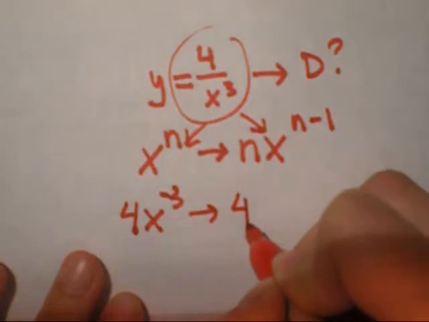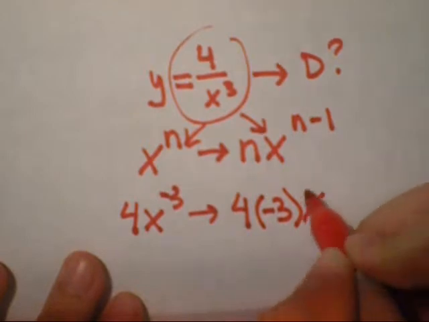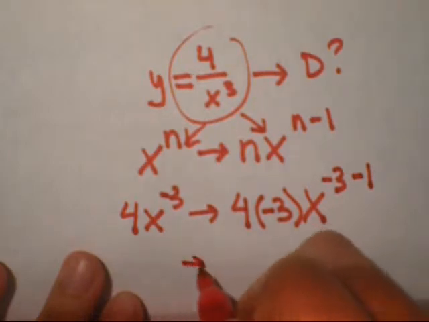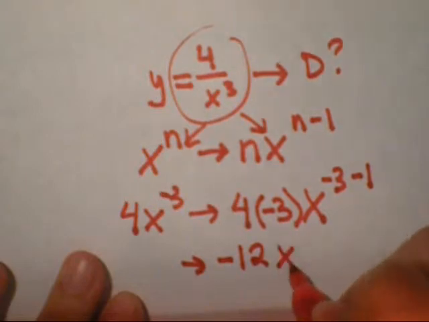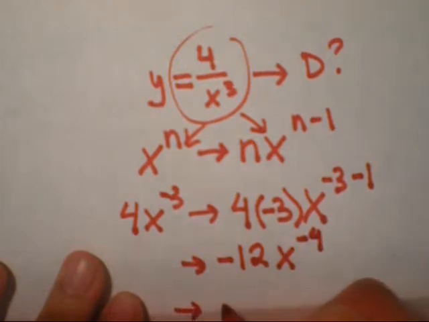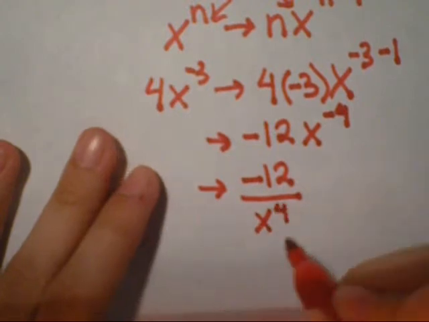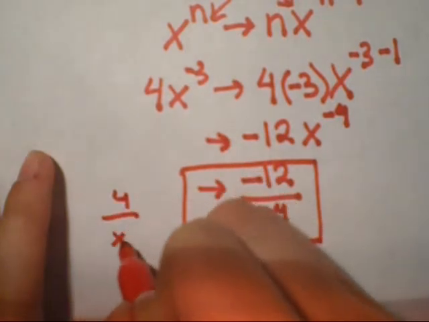So we keep the 4, and then we bring the negative 3 out to the front. X stays the same, and we do negative 3 minus 1. So we're left with negative 12, because 4 times negative 3. X to the negative 3 minus 1 is negative 4. So in the end, our answer is negative 12 over, and we bring the x down to the denominator because it's a negative exponent. So it would be negative 12 over x to the 4th. And that would be our final answer for the derivative of 4 over x cubed.